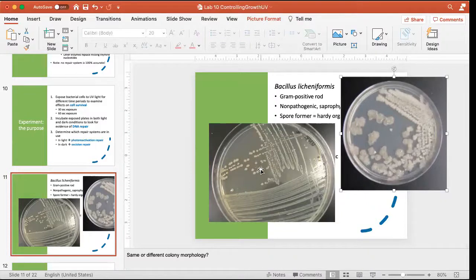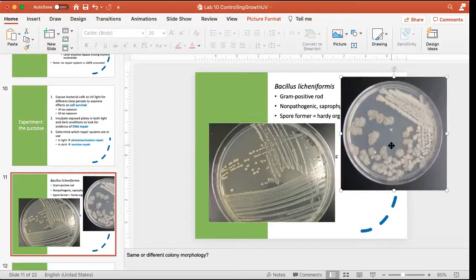So we can see some individual colonies of E. coli growing here. They're pretty small, I think you'd agree. They're circular. They're sort of a creamish color. That's a pretty common colony morphology, by the way.